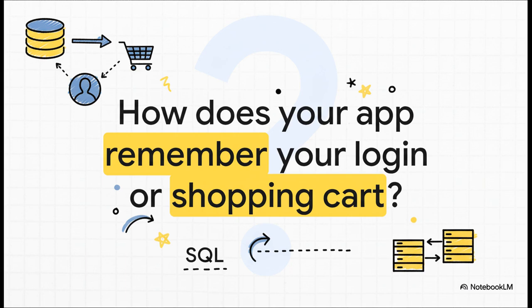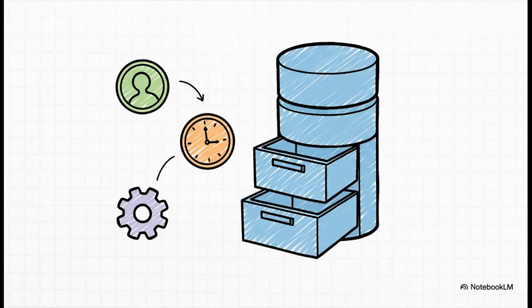Seriously, think about it. It's something we interact with every single day. From your social media feed that seems to read your mind, to your banking app that shows your exact balance. How does it all just work so seamlessly? Well, all that information, your username, your likes, your purchase history, you name it, it's all stored away in what you can think of as a giant, perfectly organized digital filing cabinet. The technical term for this is a database.